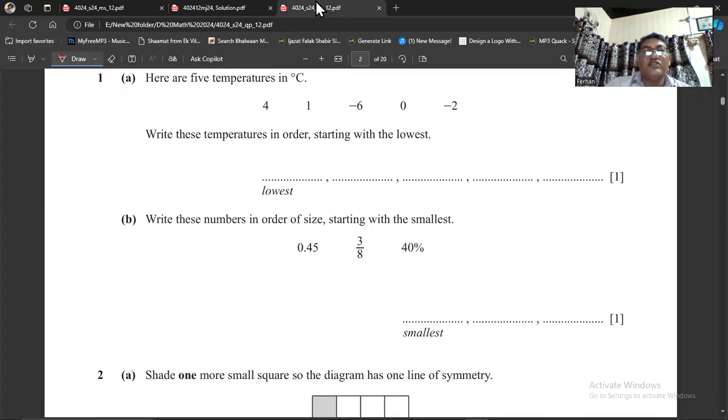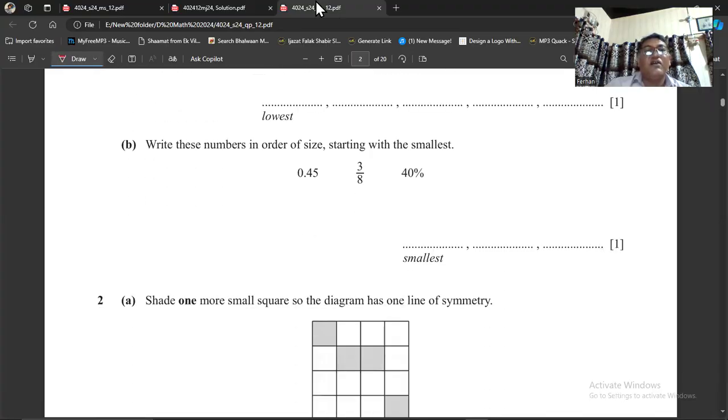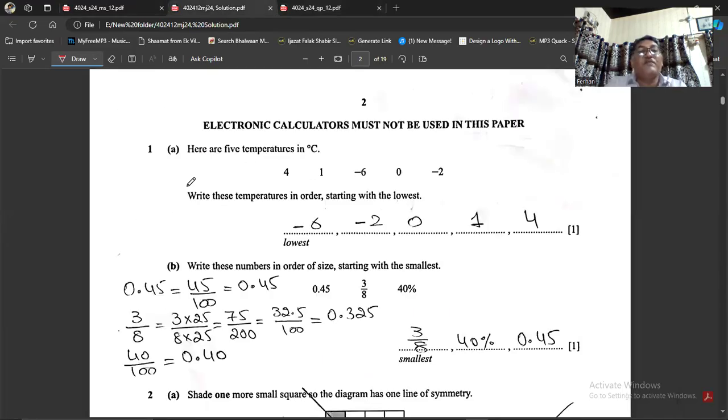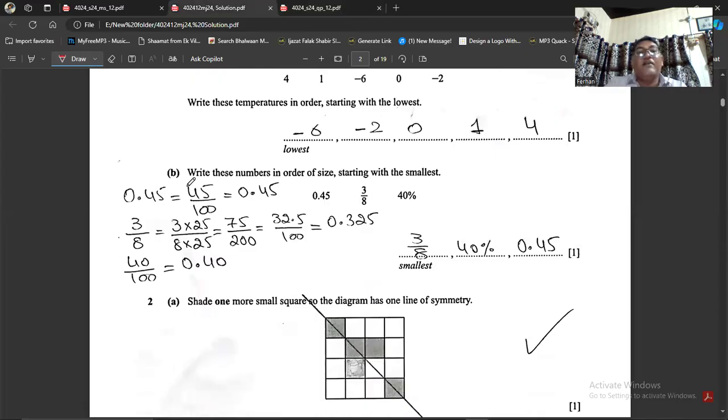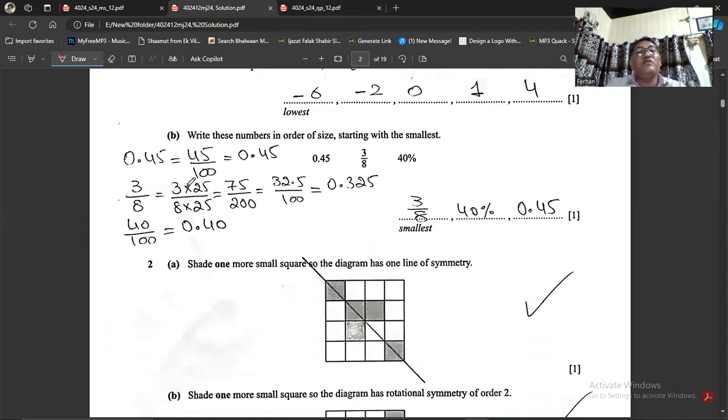Question number 1, and it's B part. It says, write these numbers in order of size, starting with the smallest. So I will try to make their denominator same. We have 0.45, which means 45 by 100. And then you have 3 by 8. I will multiply upstairs, downstairs with the 25. You get 75 divided by 200. This 2 is cancelled with the 75. You got 32.5 divided by 100, which is 0.325.